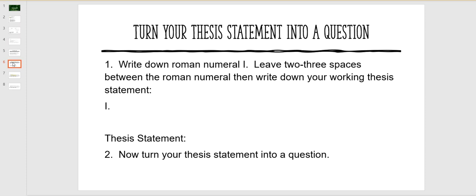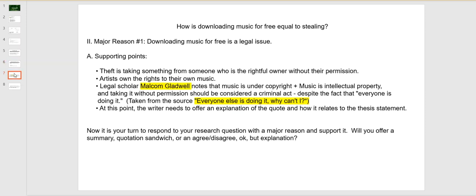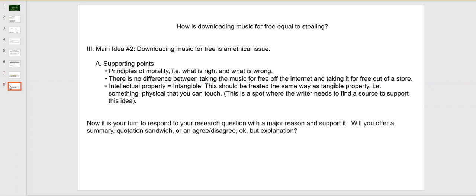So after you have your thesis statement, what I would say is, draft your thesis statement, then turn your thesis statement into a question, and that will help you start thinking about what major reasons you have that will help you answer that question. Once you have these major reasons, those reasons will be your body paragraphs for your essay.